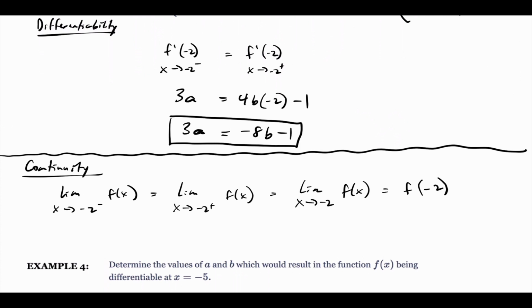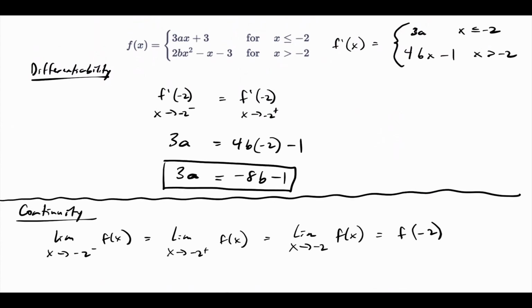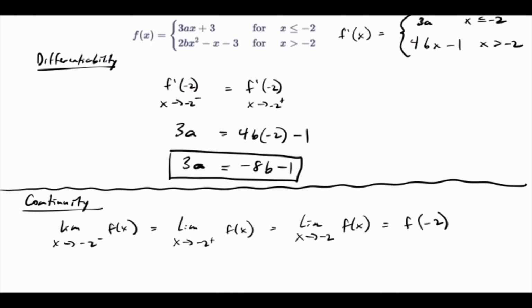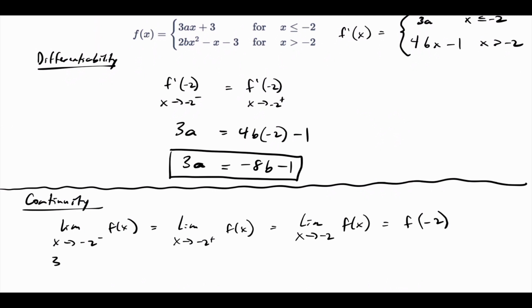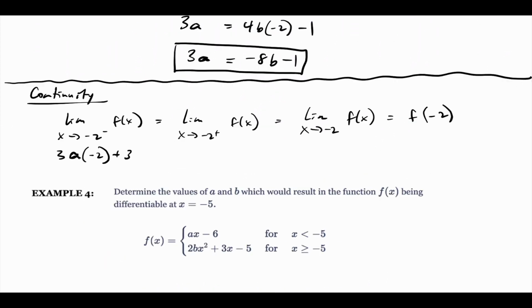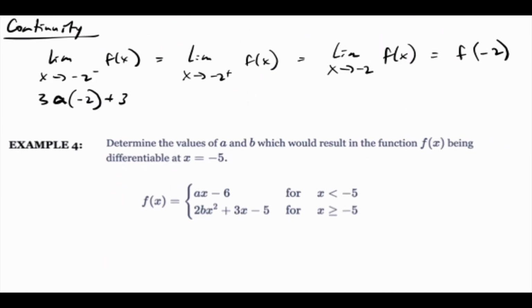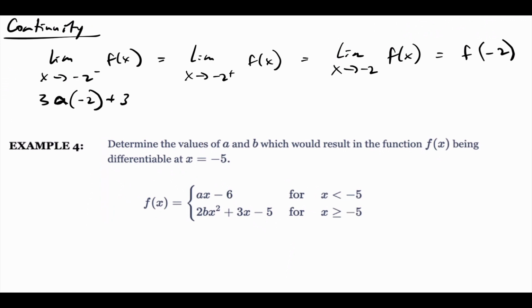Okay. So first one, I'm going to plug in negative 2 to the top. So it's 3a times negative 2 plus 3. So it's going to be negative 6a plus 3.